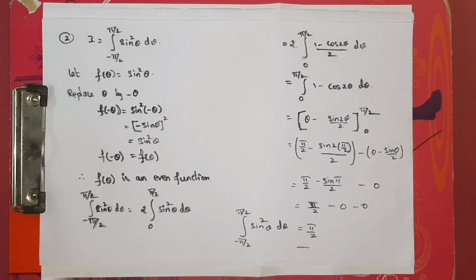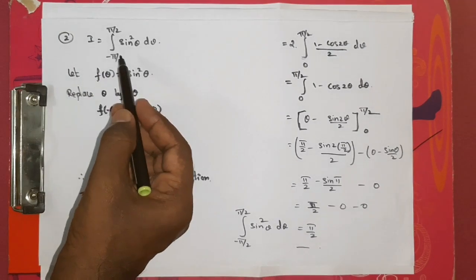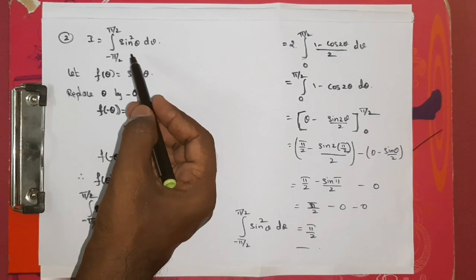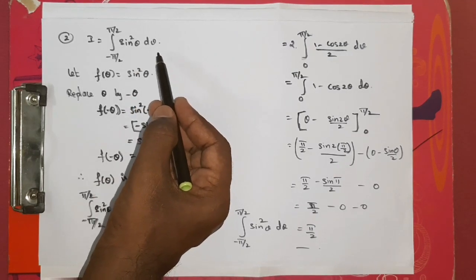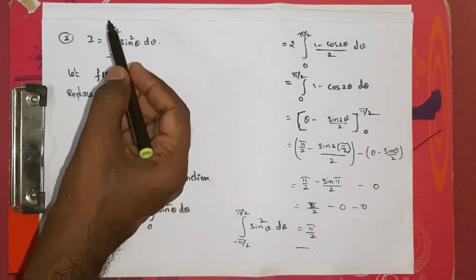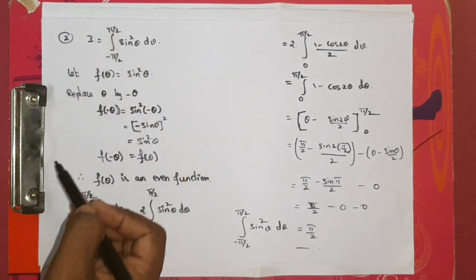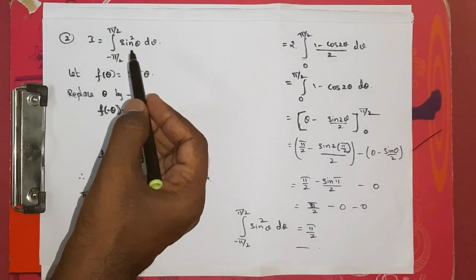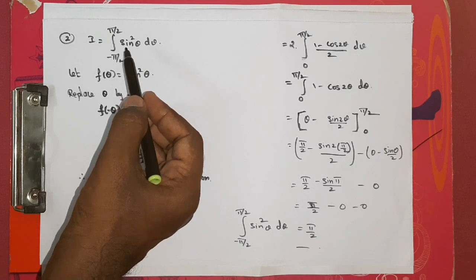So now sum number 2 we are going to see. Here I equal to integral from minus pi by 2 to plus pi by 2 of sine square theta d theta. Here also the integral limits look like minus a to plus a. So we have to verify whether the integrand sine square theta is odd or even.